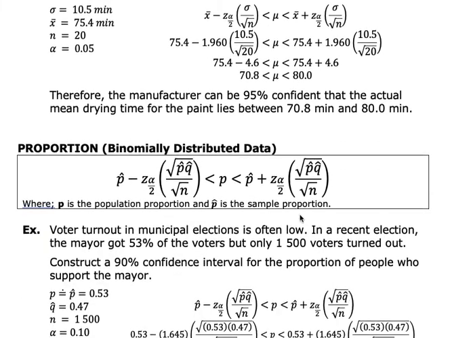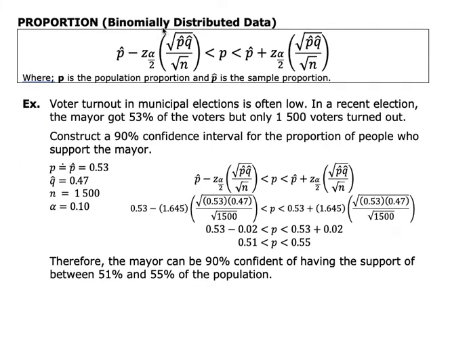So let's try to do the exact same thing for a proportion. Voter turnout in municipal elections is often low. In a recent election, the mayor got 53% of the votes, but only 1,500 voters turned out. So construct a 90% confidence interval for the proportion of people who support the mayor.